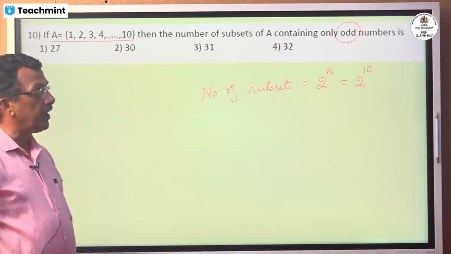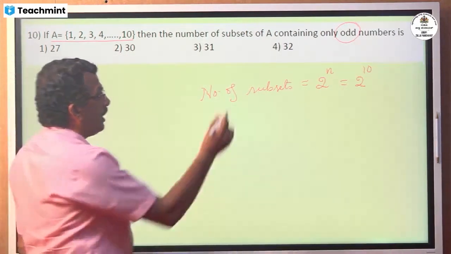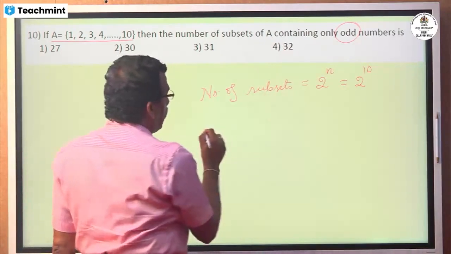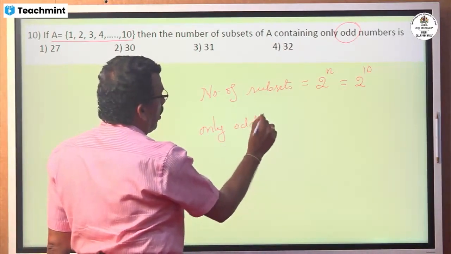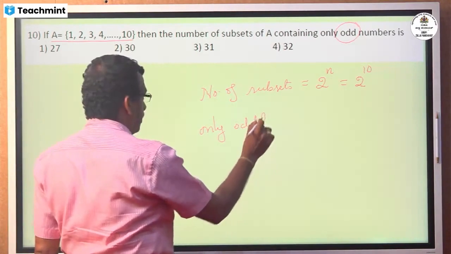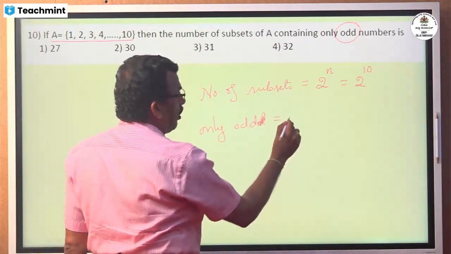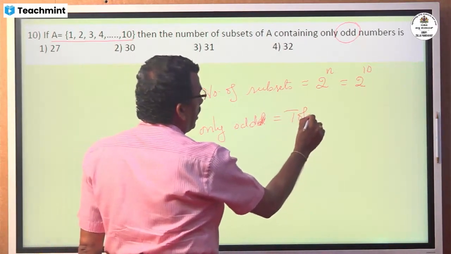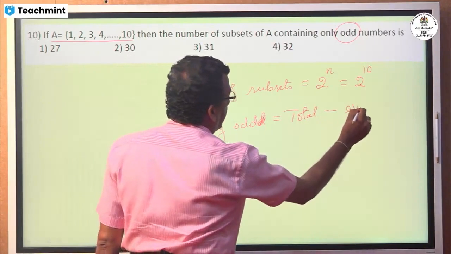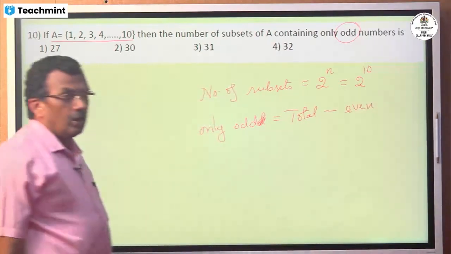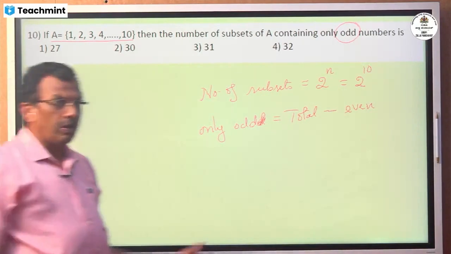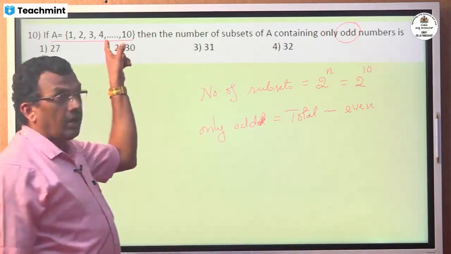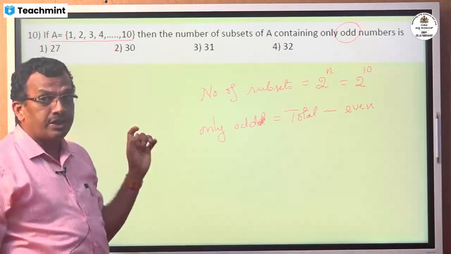Stop there at 2 to the power of 10. Now subsets of A containing only odd. Only odd means what? Only odd means total minus even, right? Total minus even is called as odd, because in this set we have odd as well as even numbers.